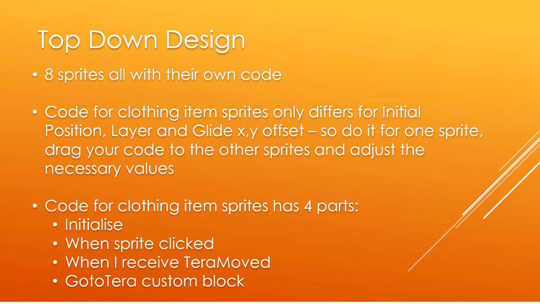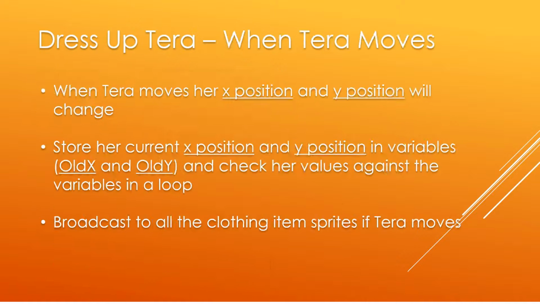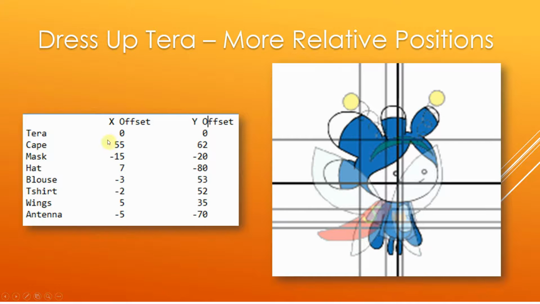Okay, now we've spoken about top-down and bottom-up design. In the Polygoner example it was bottom-up design because we could create the shapes and then build on that. In this case it's top-down design because Tera is driving everything. When she moves around, she's the one that the clothing needs to follow. We've also got 8 sprites all with their own code in. Okay, the code for the clothing items is only different by the initial position, as in where you find them on the stage where you start the program, the layer that they need to appear on, and their glide XY offset, which is these values here, which we'll copy onto the slides that we use in the future.